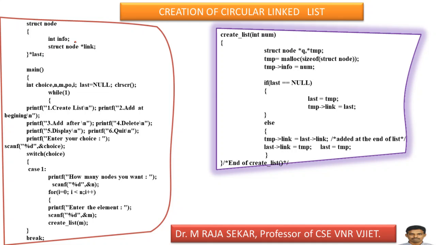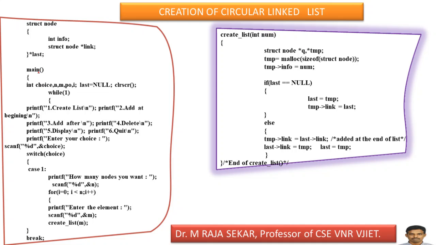First, here we have two variables. info is an integer type variable, link is a pointer type variable. Again, this is a self-referential structure. This self-referential structure is useful in creation of circular linked list.